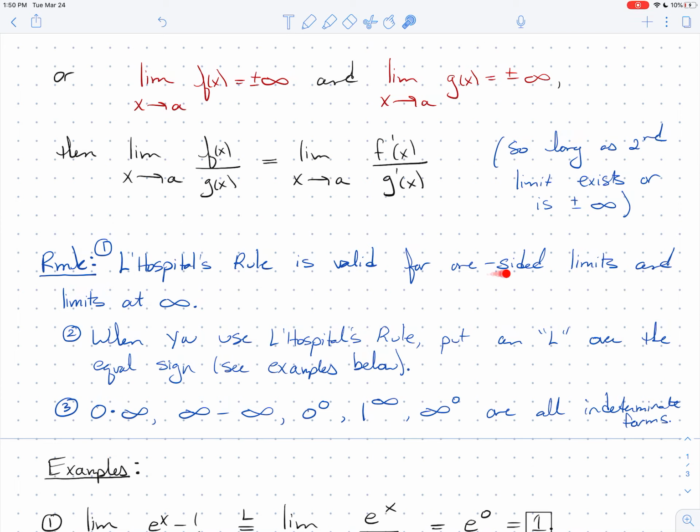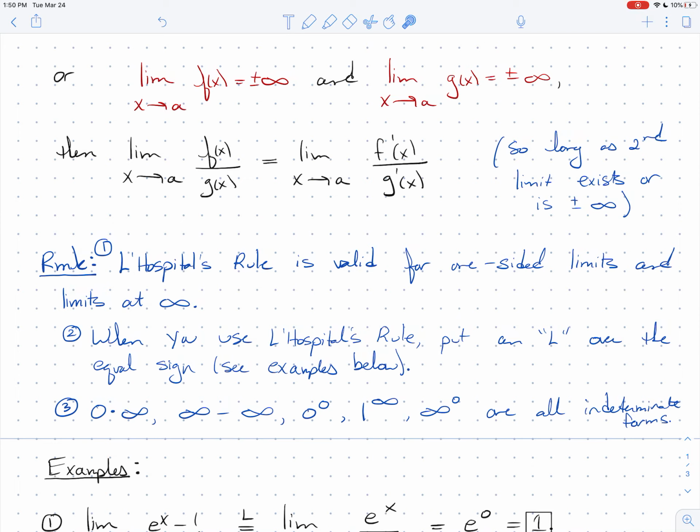We pointed out in class that it's valid for one-sided limits and even limits at plus or minus infinity. We also pointed out when you use it, you should indicate to your reader with an L over the equal sign where you're actually using it. Mathematics is half computing correctly, and it's also half communicating. So we want to communicate what we're doing by an L.